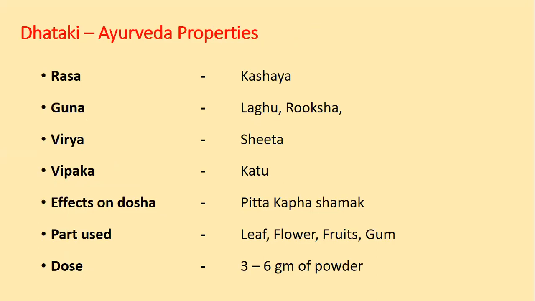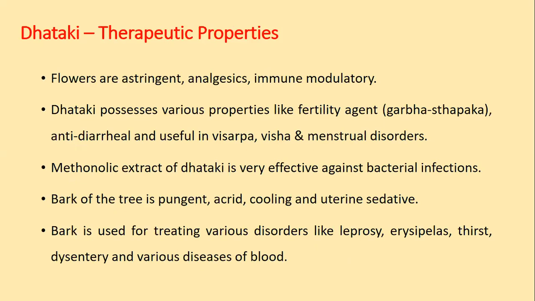Ayurvedic properties of Dhataki: in Rasa it is Kashaya, in Guna it is Laghu and Ruksha, in Virya it is Sheeta, in Vipaka it is Katu. Effect on doshas is Pitta Kapha Shamak. Parts to be used are leaf, flower, roots and gums. Dose is 3 to 6 grams of powder.